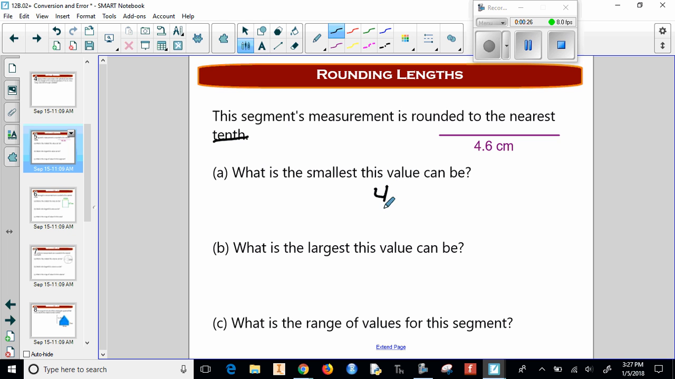Well, the smallest it could be is 4.55. It has to be greater than or equal to 4.55, or they wouldn't round it to this. What's the largest it could be? It could be 4.64, but it could actually be 4.649, that's bigger, and 9, 9, and that can keep going. So it's like 4.69 repeating, or we can just say this value has to be less than 4.65. That's an easier way to say it.